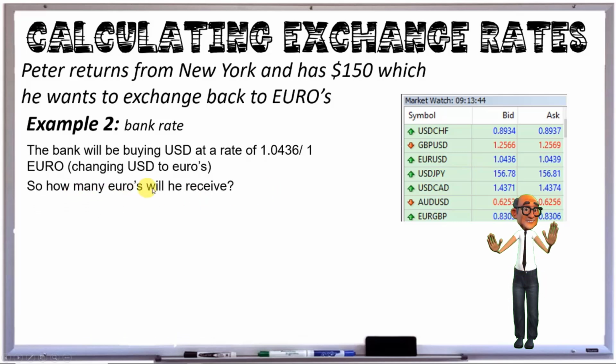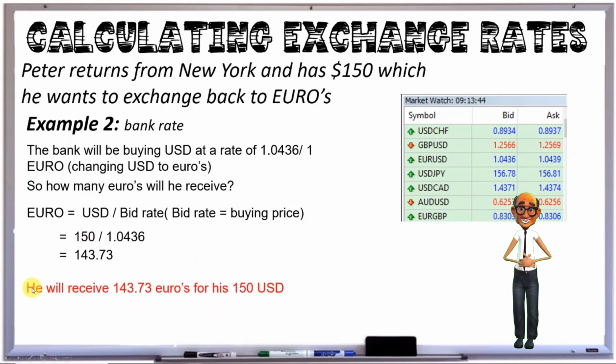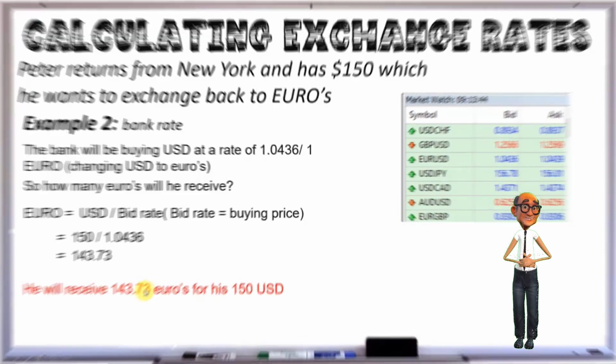So how many euros will he receive? As you can see here, euro will be dollar divided by the bid rate. The bid rate equals the buying price, the price at which the bank or the institution will be buying your dollars from you. So it's $150 divided by the rate the bank or the institution is offering you, and you'll be getting 143.73 euros back for the $150. So there you've got it. He will receive 143.73 euros for his $150. Once again, guys, because it is currency, we only work up to the second decimal.